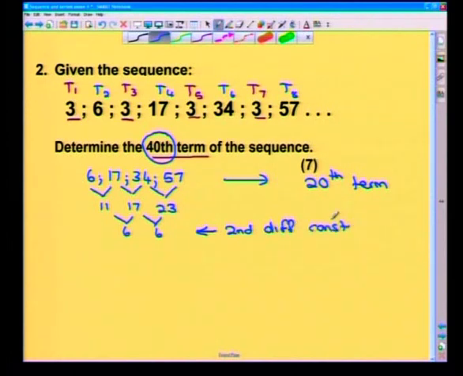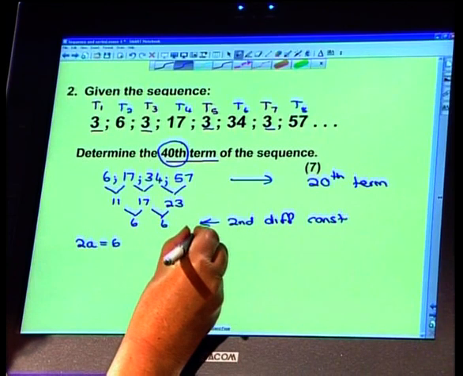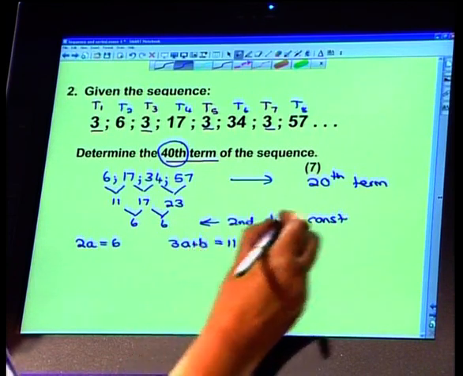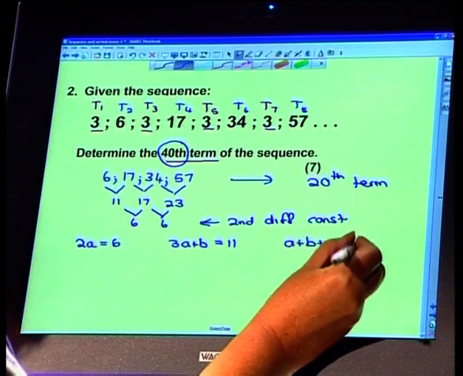Therefore, we know it's quadratic. And if we know it's quadratic, we can use those 3 little formulas that I've given you to make life a lot easier. So what do I know? I know that the second difference is equal to 2a. The first difference is equal to that. And the first term is a plus b plus c.